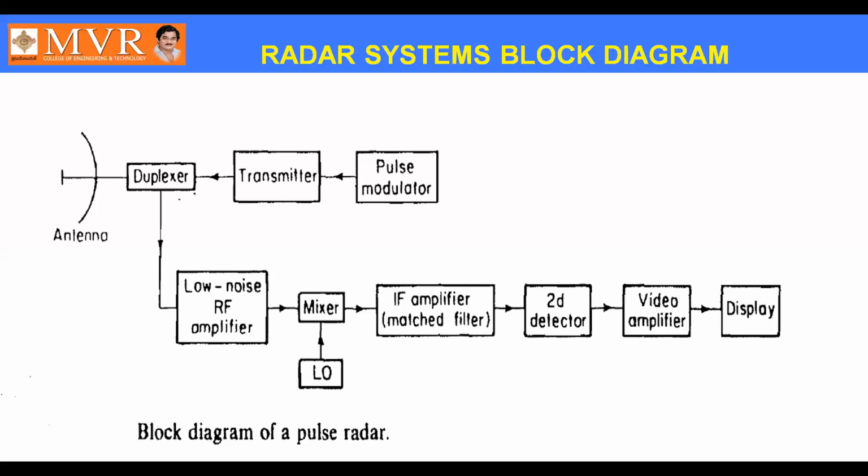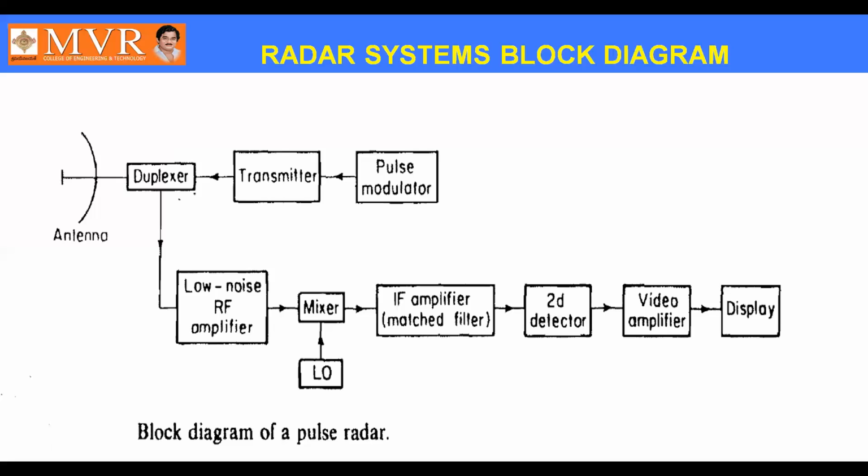Now let us see the important component, the duplexer, which is placed in between the transmitter section and the receiving section. This one is the transmitter section and this one is the receiving section. For both of them we have only one antenna, which serves as both transmitter as well as receiver. The main block in the block diagram is the duplexer. The main purpose of the duplexer is to protect the receiver from the transmitter signal.